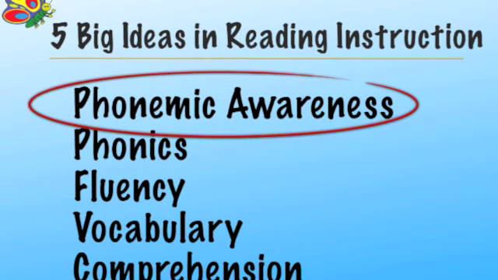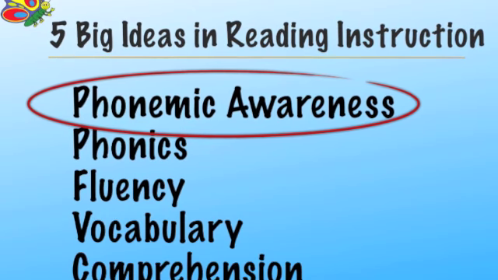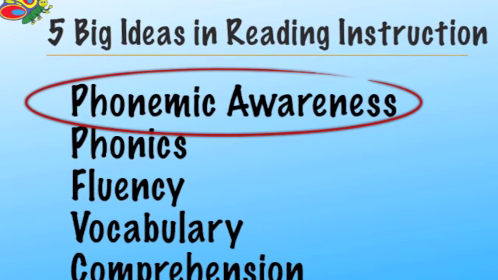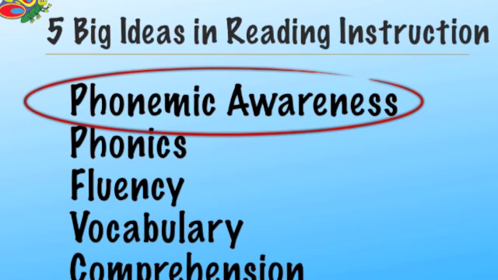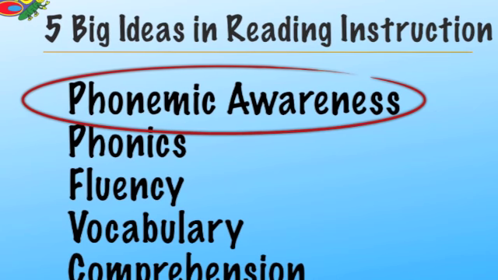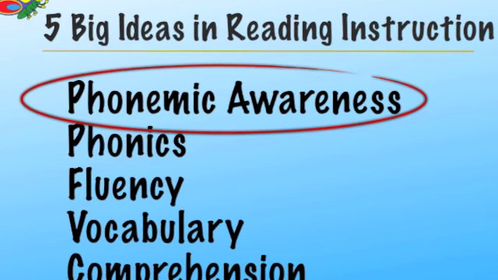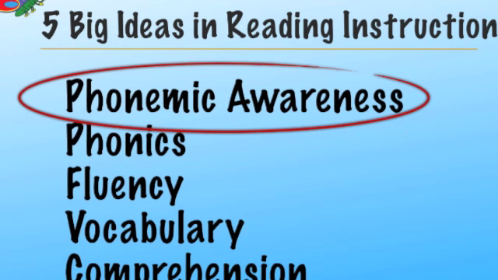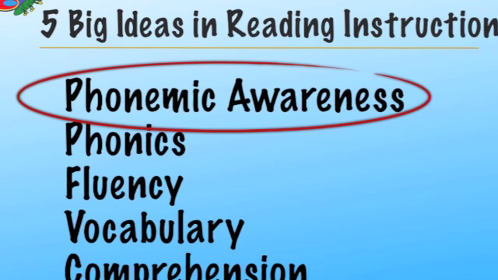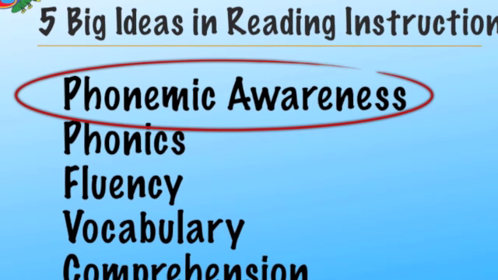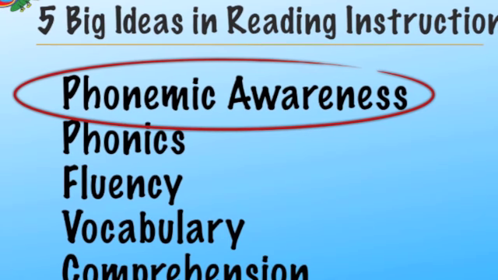Now, the National Reading Panel identified 5 key components, sometimes referred to as the 5 big ideas of reading instruction. So a research-based comprehensive literacy curriculum must include the following components: phonemic awareness, phonics, fluency, vocabulary, and comprehension. And the skill we're going to talk about today falls under the category of phonemic awareness.